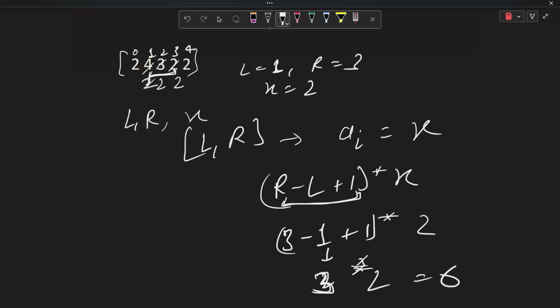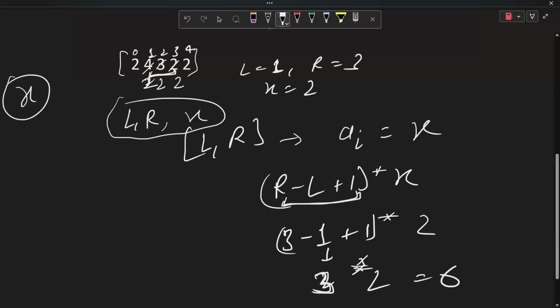So basically, the length of the range times x means that for every element that we change, we require a cost of x. For every element that we change, we require a cost of x. So instead of giving the operation as L to R, we can change the whole range L to R to x. If it had been given as just pick an index i and change A_i to x.